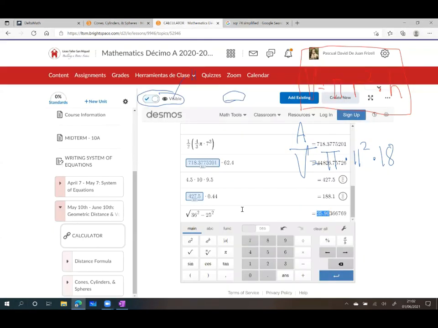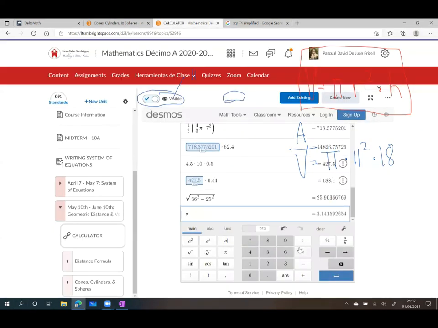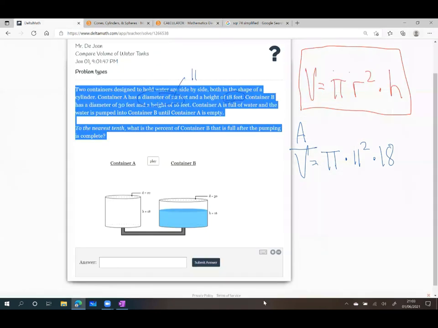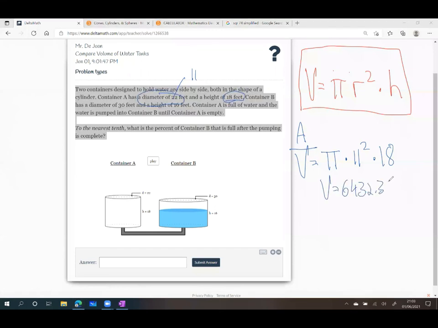Let's use the calculator that we have here, and we're just going to go pi times 11 squared times the height of 18. And there we have our number for number 1. So the volume is 6,432.38. Okay, that's number A. That is for section A, container A. You must read these very carefully, chicos. Read it very carefully. You will always need to calculate the volume of both cylinders.